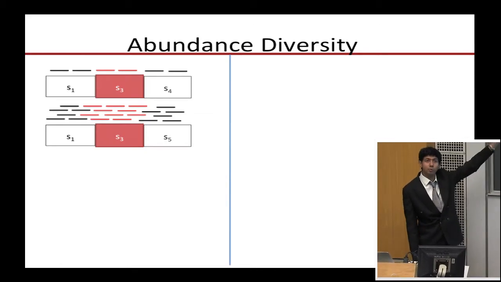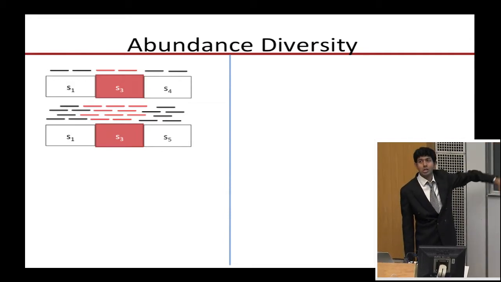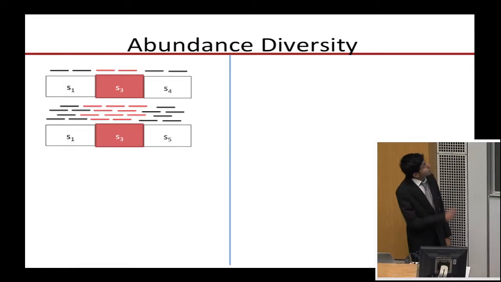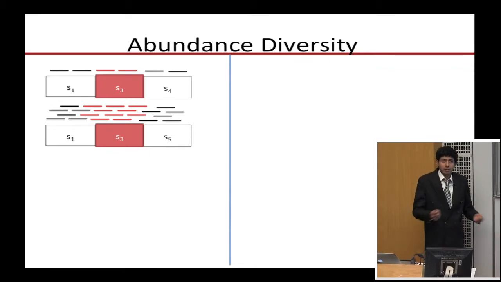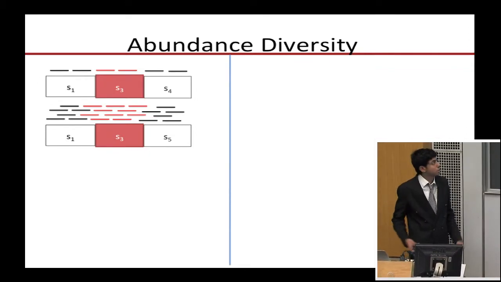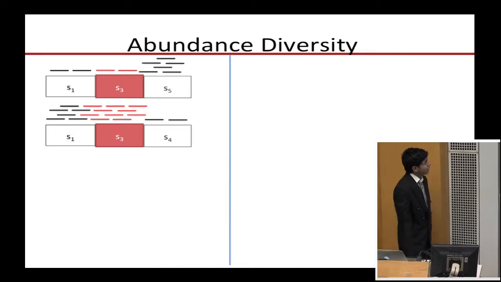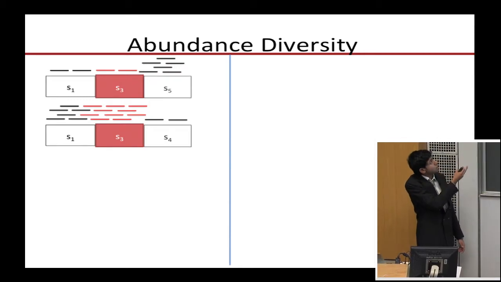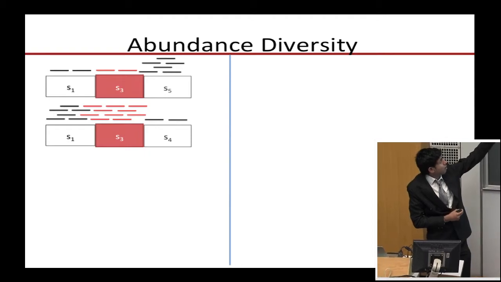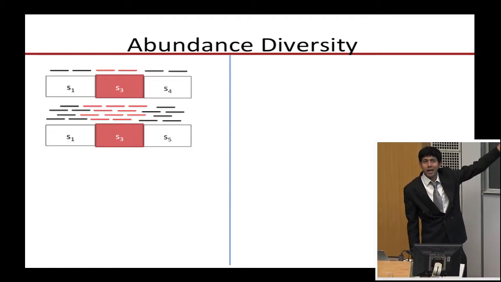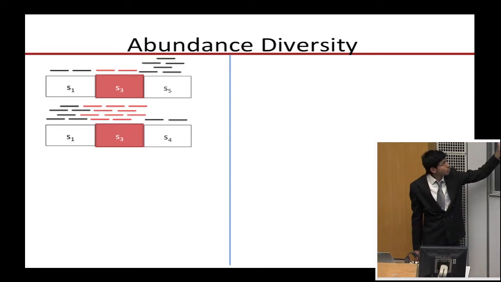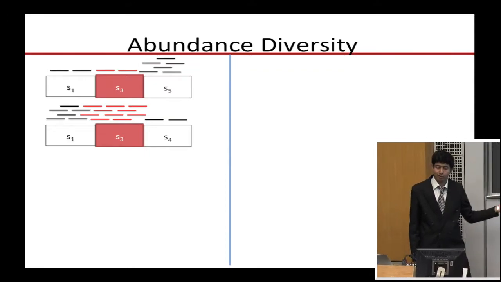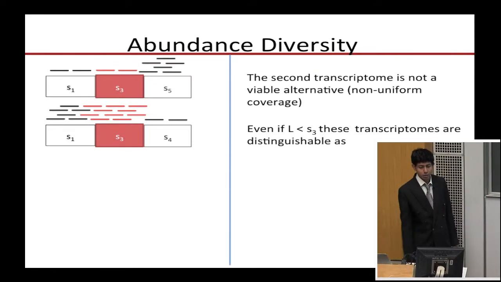So here I have shown transcript 1, which is lowly expressed, and transcript 2, which is highly expressed, which means there are more reads coming from transcript 2 than from transcript 1. This is what we call abundance diversity. Different transcripts are expressed at diverse levels. So here, if you say that this is an alternate hypothesis trying to explain this data, then this doesn't hold water, because there is uniform coverage on the first explanation, whereas highly non-uniform coverage on the second explanation. So the second explanation is not as good as the first one, and therefore we can narrow down to the right set of transcripts, even if L is smaller than S3.